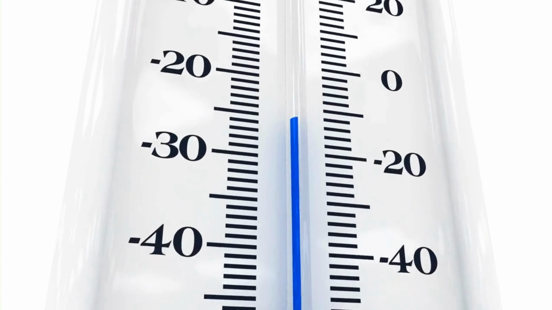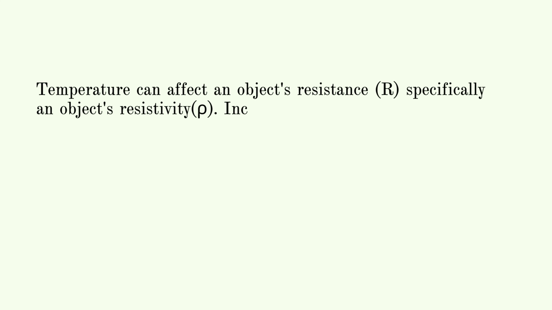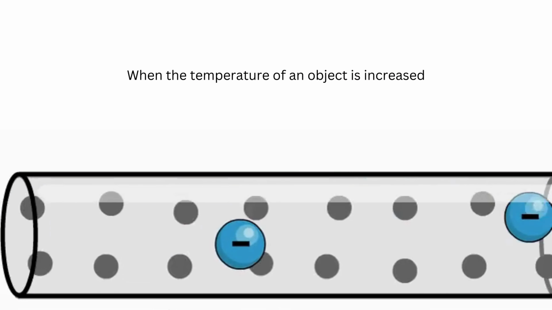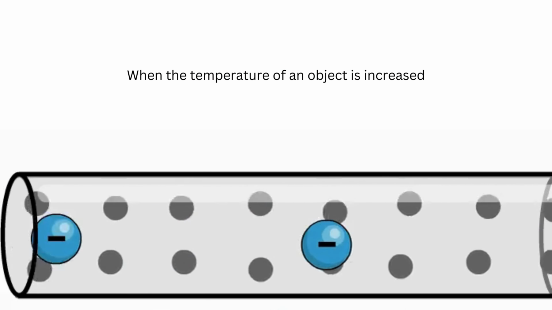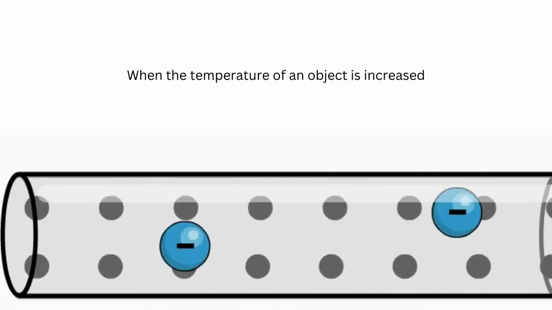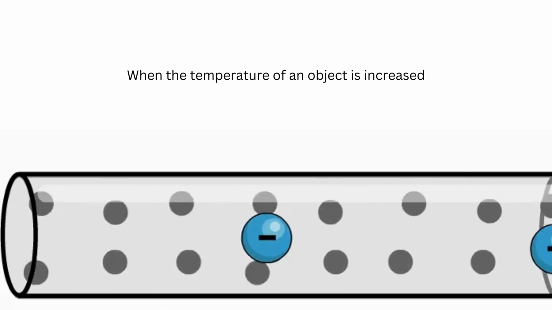Now let us see how temperature affects resistance and resistivity. Temperature can affect an object's resistance, especially an object's resistivity. Increasing the temperature of an object is going to increase the resistivity of that material. You can imagine that increasing the temperature makes the particles inside the material move much more chaotically, causing obstruction for the electrons to flow through it easily and reducing the flow of electric current.